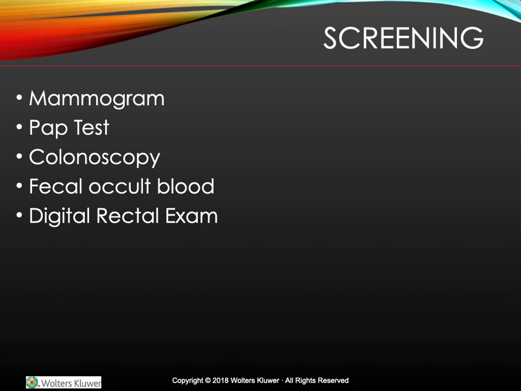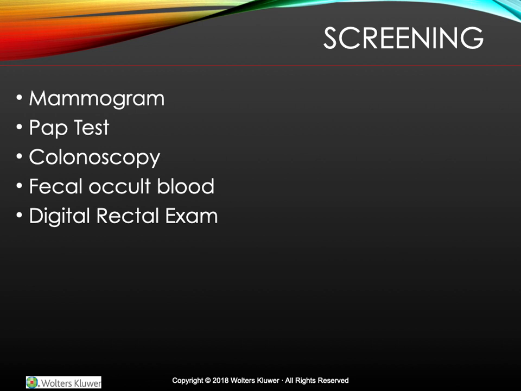For the testicular exam, the testicles should be gently rolled to feel for any abnormalities that may occur there. A colonoscopy, such as a flex sigmoid, can be done every 5 years, starting at age 50. And then you have a yearly occult blood test.